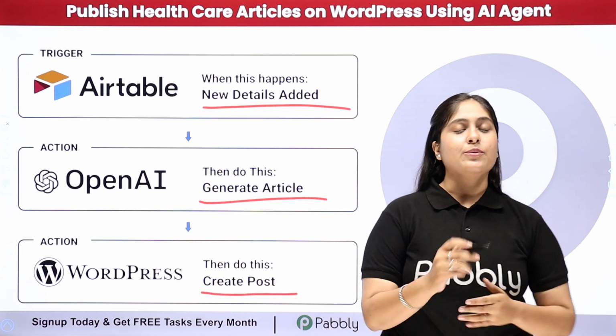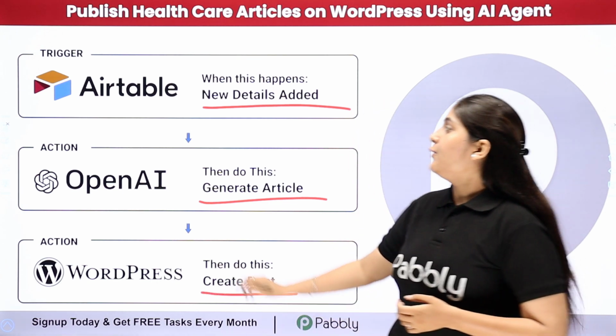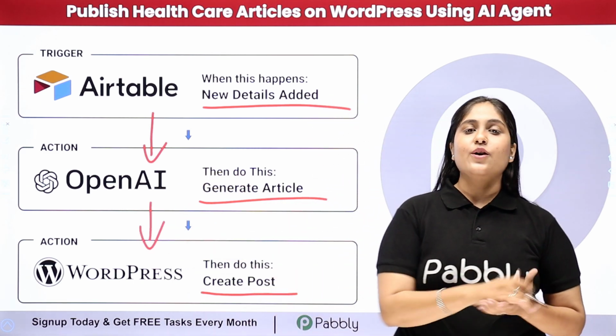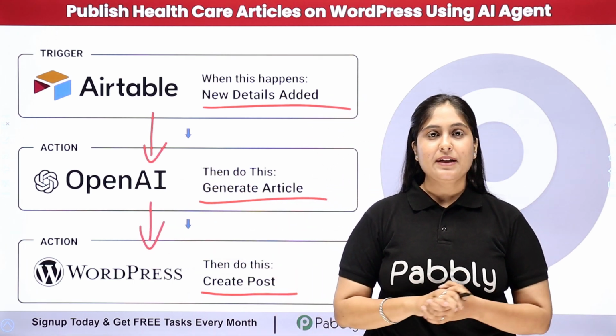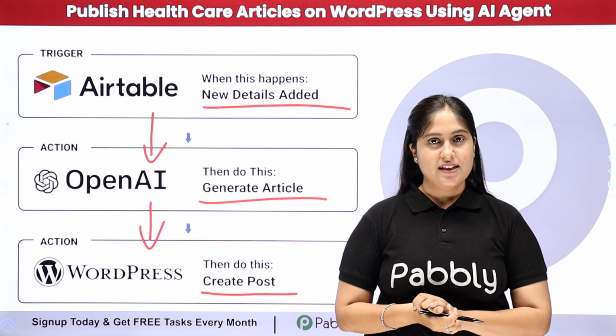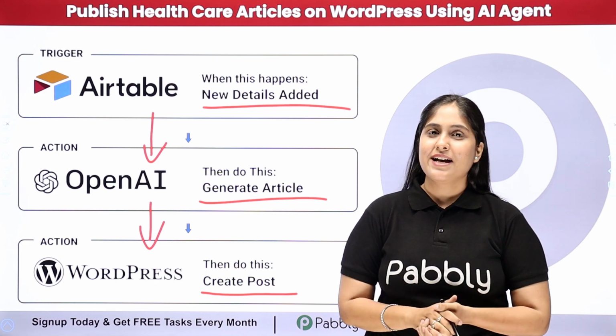So now, to automate the entire process, I need to connect my Airtable account with my OpenAI account and WordPress using an automation software named Pabbly Connect. So now, to see the working of this automation and to learn this process step by step, let me take you all to my screen.